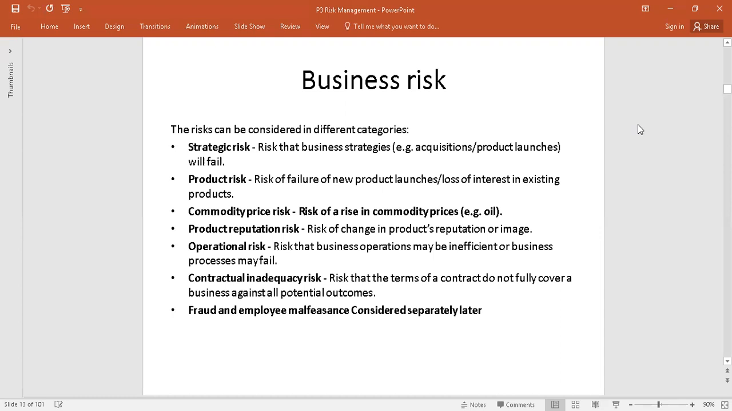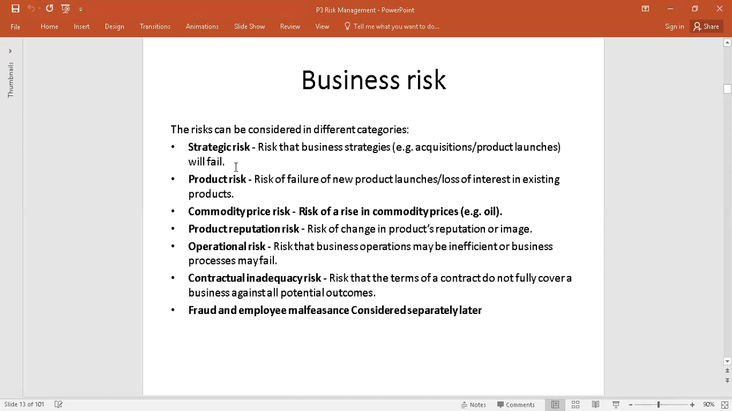The chance that such strategies fail, we call that a strategic risk, that the business strategies will fail. So any plan that takes place at the strategic level, which involves the entire organization, if these plans are not appropriate, if these plans fail, then the risk that arises is called strategic risk. Okay, the risk that business strategies fail, like acquisitions, product launches, etc.